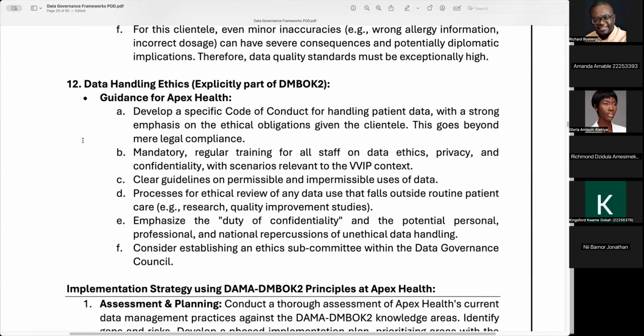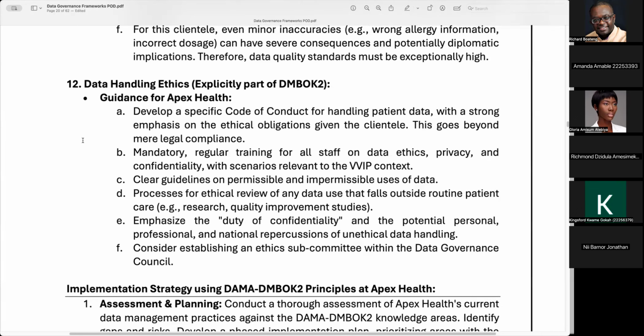Wow. Okay, that's an incredibly detailed breakdown of how DEMA-DMBO's comprehensive, holistic view would apply. Its strength for Apex Health is clearly ensuring that all the interconnected pieces of data management are governed cohesively. It provides that essential integrated landscape view. It ensures you're thinking about everything. Now, let's shift gears and look at the Data Governance Institute, DGI, framework.